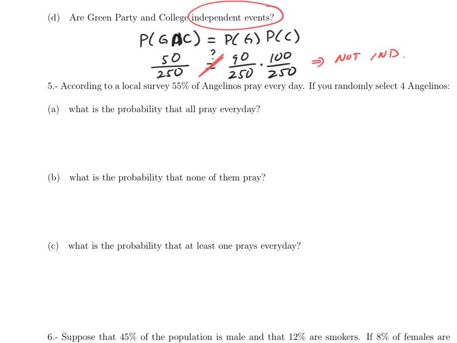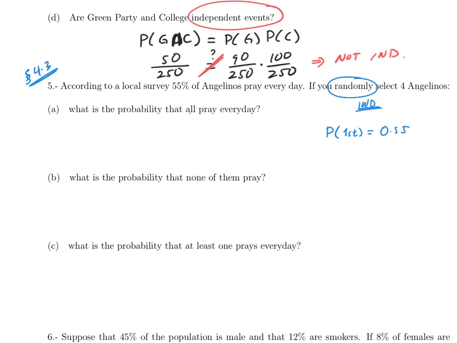Question number 5 is also from section 4.3, and this has to deal with independence. So it says, according to a local survey, 55% of Angelinos pray every day. And if you randomly, so this is the part that guarantees that things are independent, select 4 Angelinos, what's the probability that all pray every day? So remember, the probability that the first person prays, or any of them prays, is 55%.